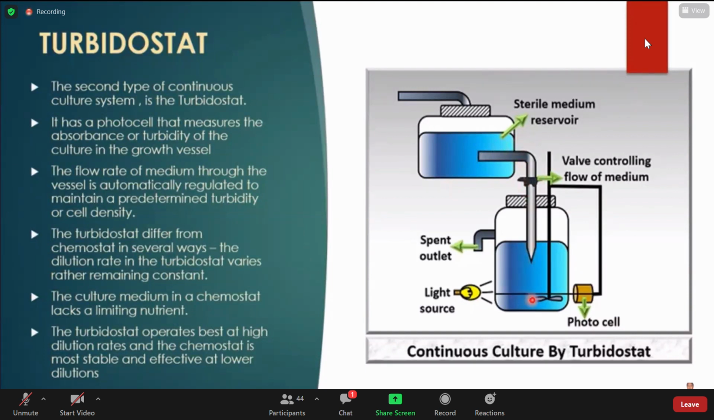If the density is going to be diluted, this will be closed and the medium is not going to flow into this chamber, that is the growth chamber. This is how the on and off light is going to regulate this photocell, which is indicating directly the turbidity in the growth chamber. So this can be compared to what we call a regulator.